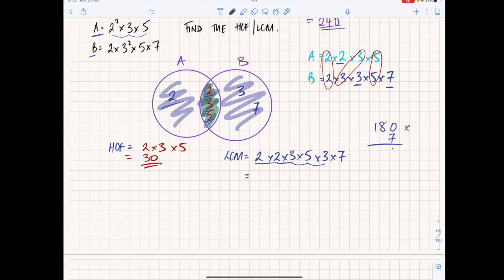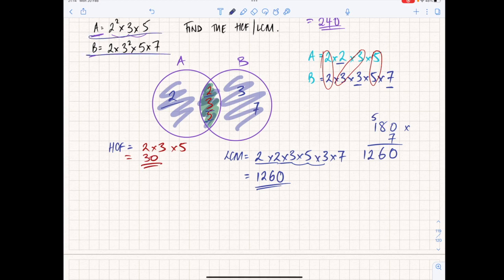So 7 times 0 is 0, 7 times 8 is 56, 7 times 1 is 7, add on your 5, 8, 9, 10, 11, 12, so 1260 is your lowest common multiple for these two numbers.